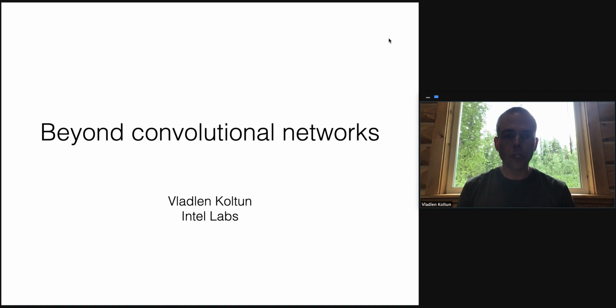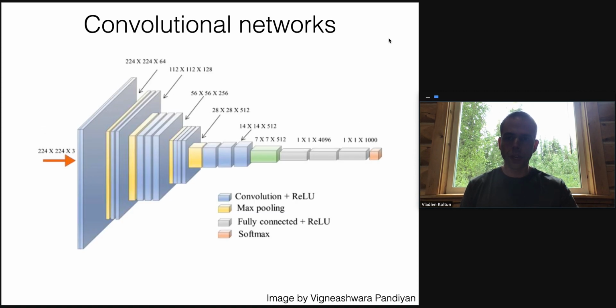In this talk, we'll explore what might lie beyond convolutional networks in the history of computer vision. So here is a canonical structure of a convolutional network. This is the VGG network, and you see the familiar elements here.